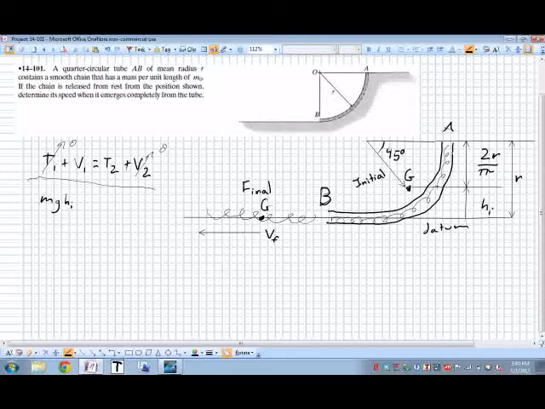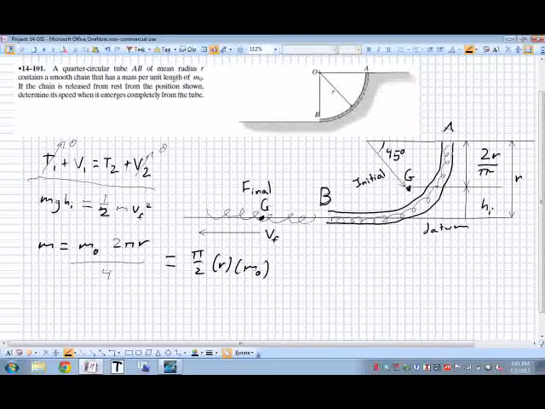So what we're going to have is m g h initial is going to equal 1/2 m v final squared. So first we want to find the mass of the chain. Now it is given that the mass of the chain is m sub 0 per unit length. So the mass is going to be equal to m sub 0 times the circumference of a circle, 2 pi r, divided by 4, which is going to equal pi over 2 times r times m sub 0.